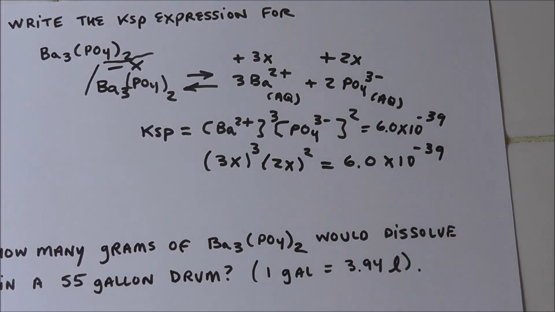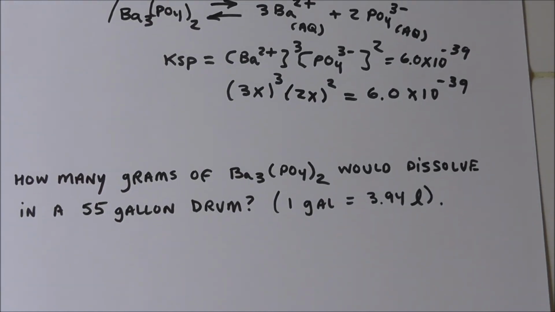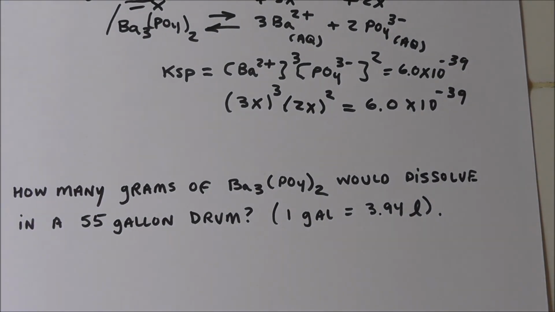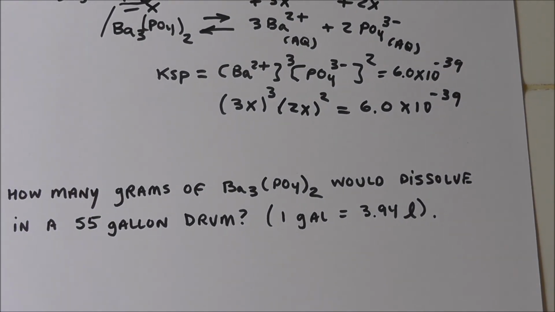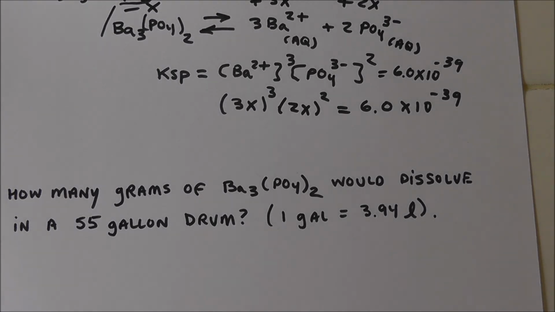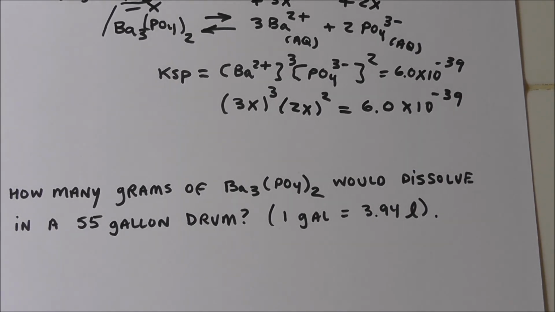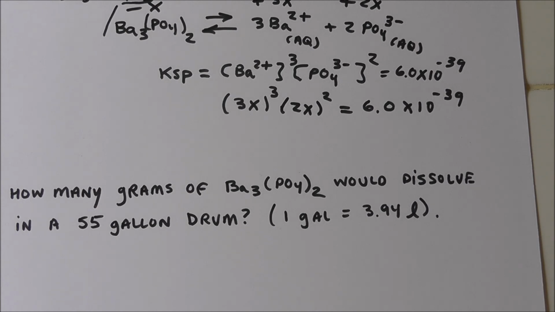And I'm going to tell you what our question is going to be for next time. And then we'll have another question which is a little bit different. How many grams of barium phosphate would dissolve in a 55-gallon drum? Many of you have probably seen a 55-gallon drum. A gallon is about a quarter of a liter, 4 liters per gallon-ish.